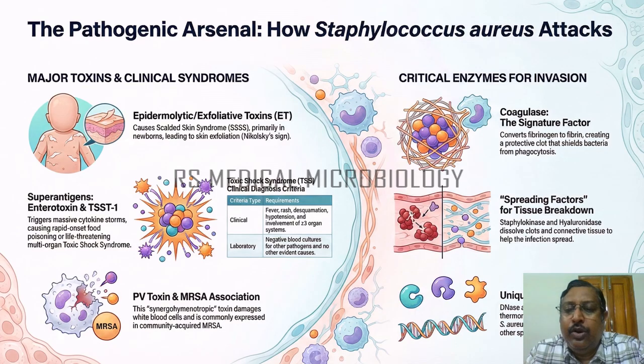So let us again look at all the arsenal this particular staphylococcus has, that is all the virulence factors. First and foremost, you have the enterotoxins, epidermolytic toxin, the Panton-Valentine leukocidin, the coagulase, the hyaluronidase, and some unique enzyme markers like your DNase and heat stable thermonucleases.